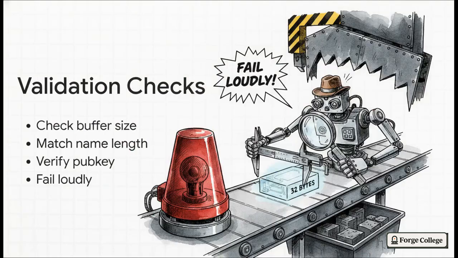To prevent that nightmare, we have to write strict, concrete assertions that our script absolutely must pass before letting the data proceed. First up, we ensure the raw buffer actually meets the minimum byte size of our expected header. Second, we assert that the dynamic name length we read perfectly matches the remaining parsed length. Third, we verify that our public key actually decodes to exactly 32 bytes. Now, if any of these checks fail, we don't guess. We fail loudly. We throw an explicit error so the entire system knows the schema assumptions are completely broken.